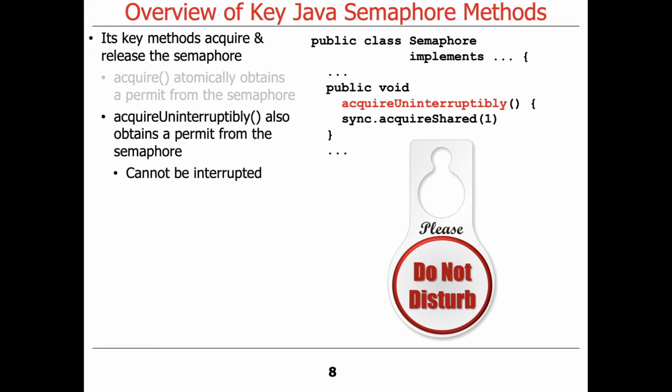There's also another method called acquireUninterruptibly, which obtains a permit from the semaphore without being able to be interrupted. So you really would only use this if you are very, very stubborn and you want to ignore interrupts under all circumstances. It's like putting the please do not disturb sign on your hotel room.